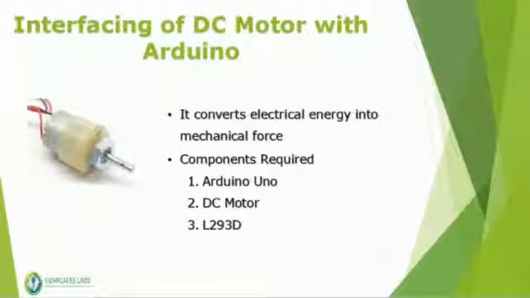The components required for interfacing DC motor with Arduino are Arduino Uno, DC motor and L293D motor driver. L293D motor driver is a module that allows you to control the speed and direction of two motors simultaneously. It is designed to drive currents at voltages from 5 volts to 36 volts, and L293D also acts as a bridge between motor and microcontroller. If we connect the motor directly with the Arduino board, there is a chance of damage to the Arduino board because the motor requires a high amount of current, whereas the Arduino works on low current signals.